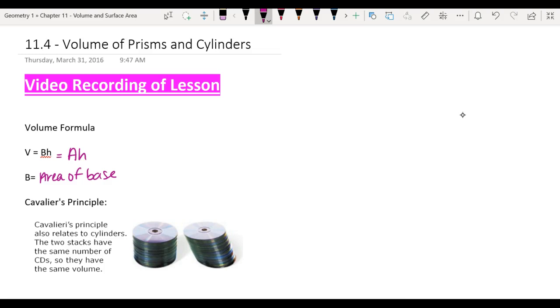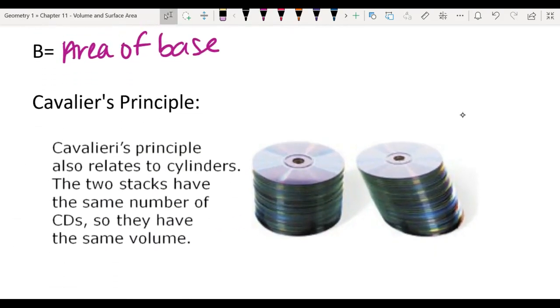Now, the other thing I need to tell you about is called Cavalieri's principle. What Cavalieri's principle states relates to cylinders and also to prisms. Whether your figure is upright or leaning to a side, it still has the same volume. You can see that with these CDs that they have here, whether they're straight up or tilted to the side. I feel like that one's smaller. Is that right? Whether it's straight up or tilted to the side, they should have the same volume.